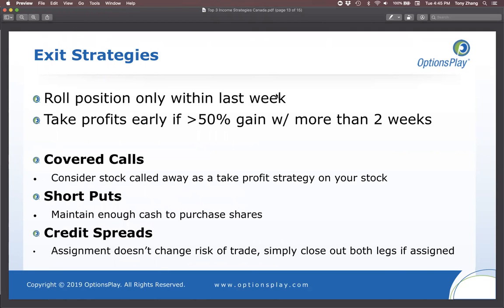So with that, just a quick overview of exit strategies before we jump over to options play. Number one, with all of these strategies, there is generally a time to consider getting out of the trade and potentially rolling it further out. And that's what we call a roll position.